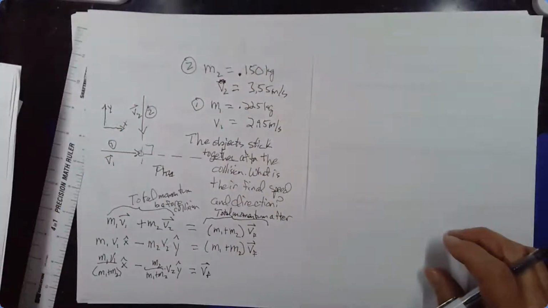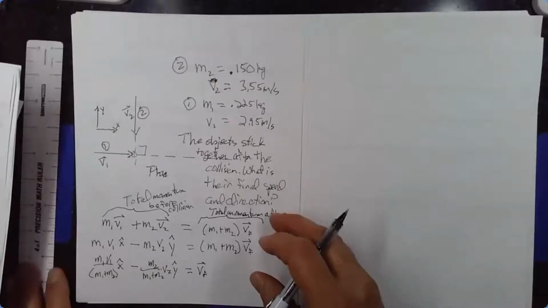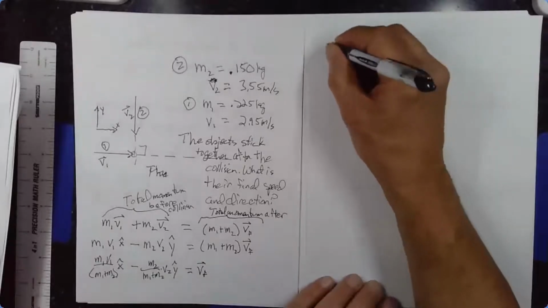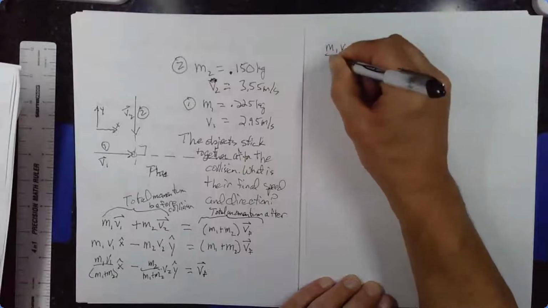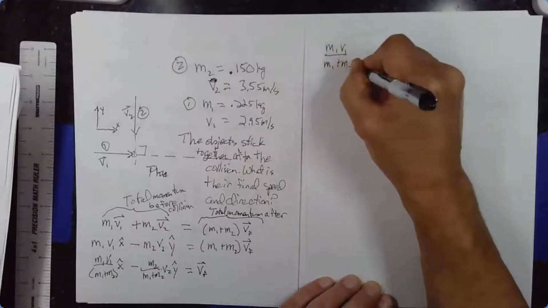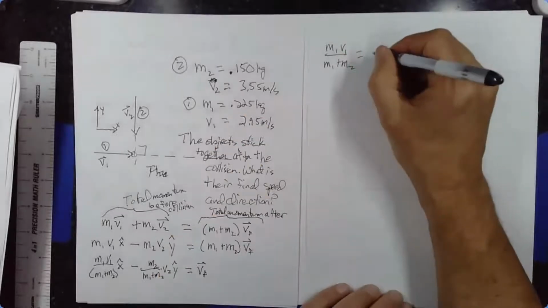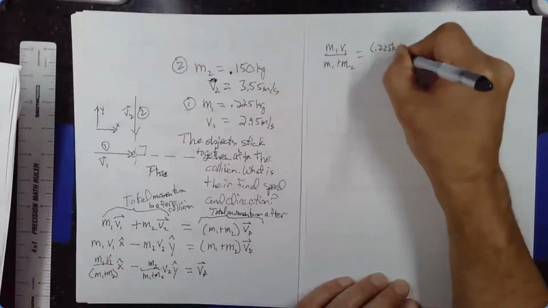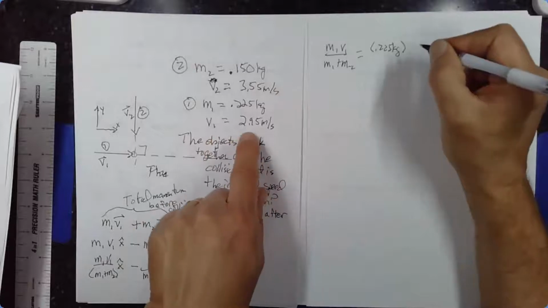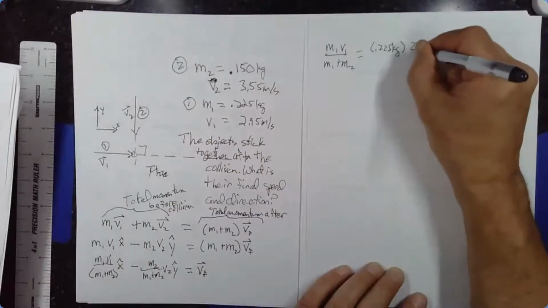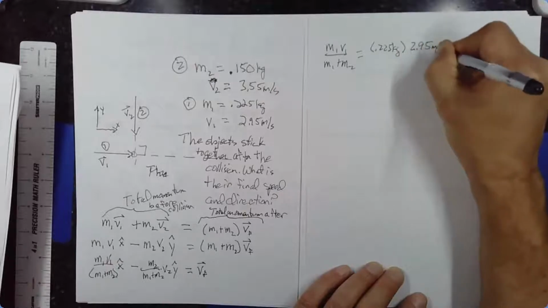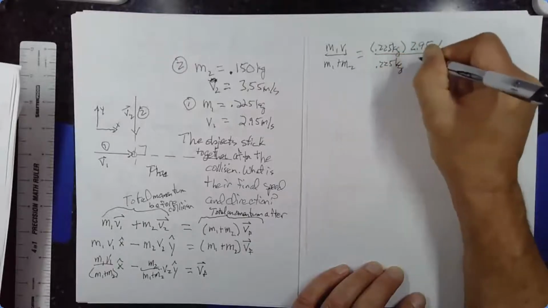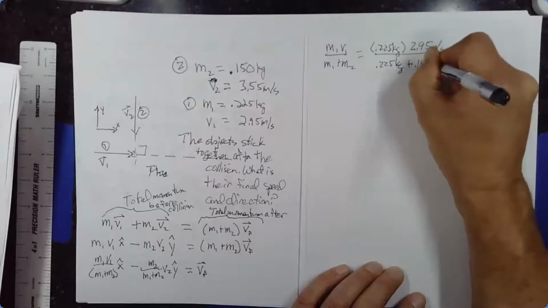And I may have made up a problem similar. I think this is pretty similar to the two-dimensional ones that are on the homework assignment. Well, let's see, this first thing, m1 v1 over m1 plus m2 is going to equal, m1 is 0.225 kilograms, and v1 is 2.95 meters per second. And then the sum of those two, 0.225 kilograms plus 0.150 kilograms.